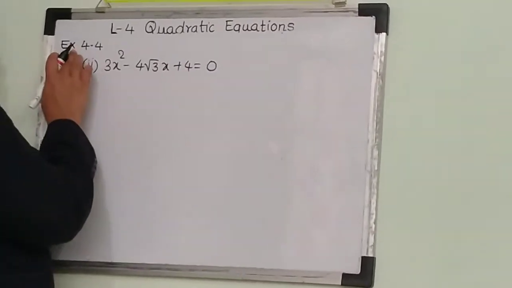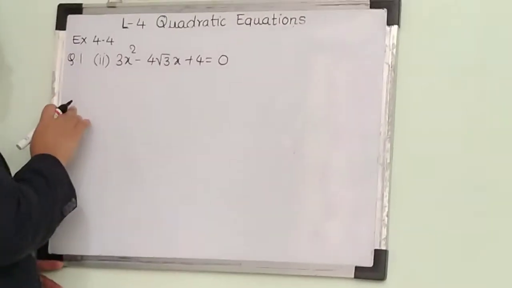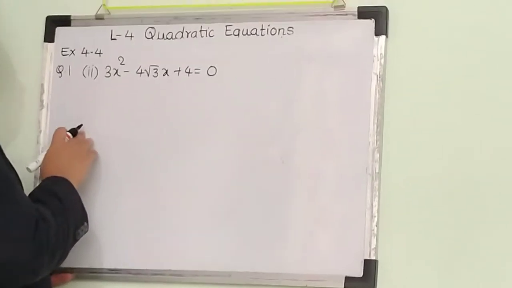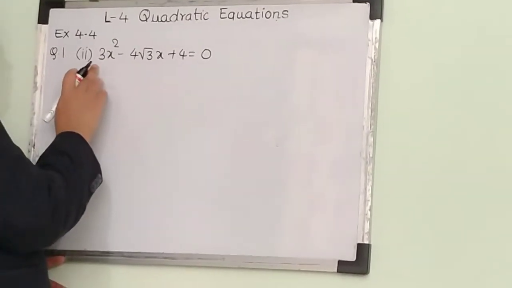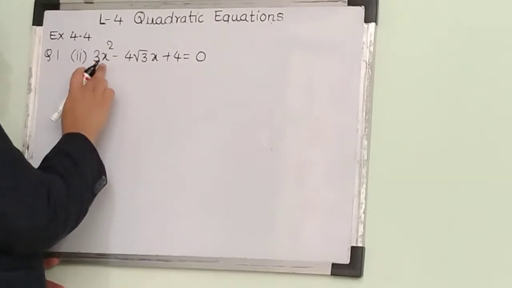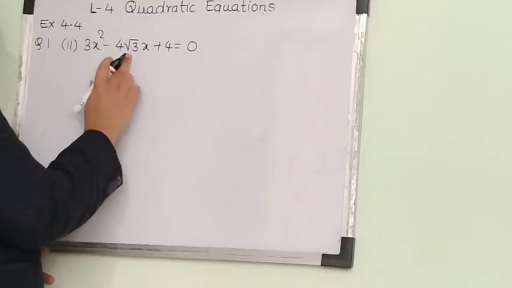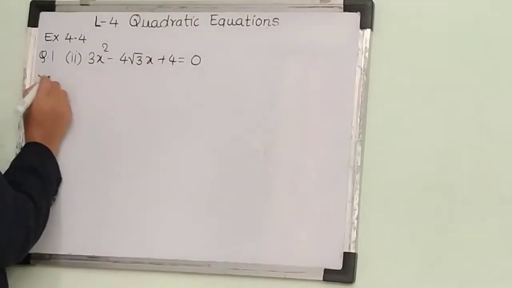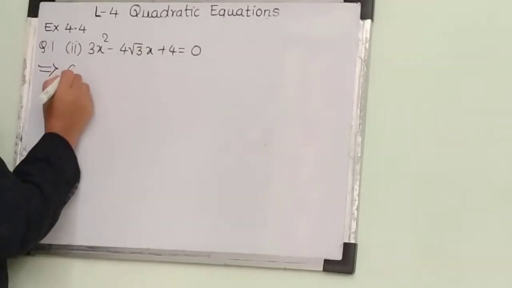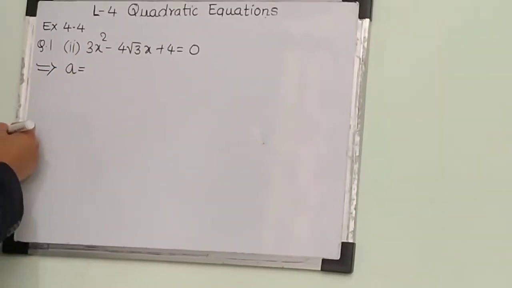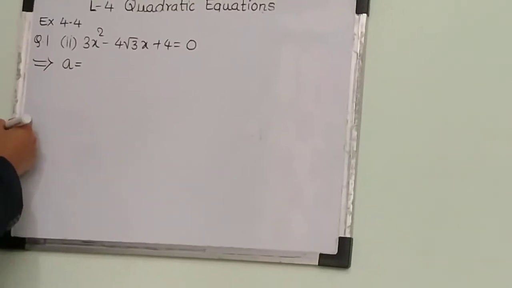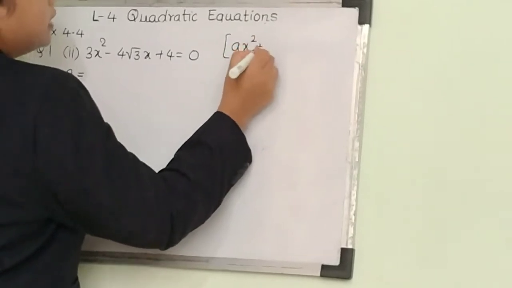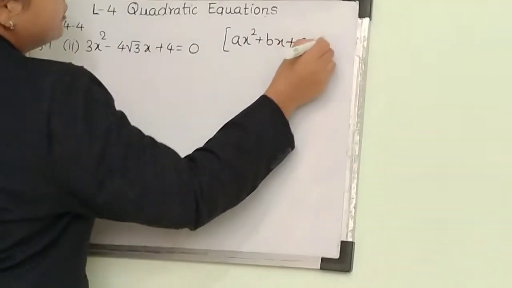Now see the exercise question number 1. We have to find out the nature of roots for the given quadratic equation. So first, the given quadratic equation is 3x square minus 4 root 3x plus 4 equals 0. Solving this, we first find the values of a, b and c, because we know that the standard form of a quadratic equation is ax square plus bx plus c equals 0.